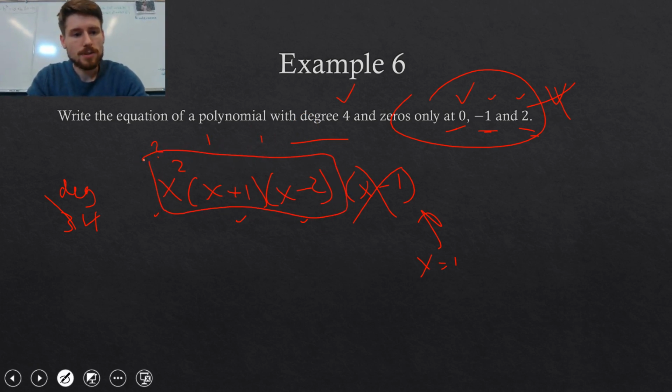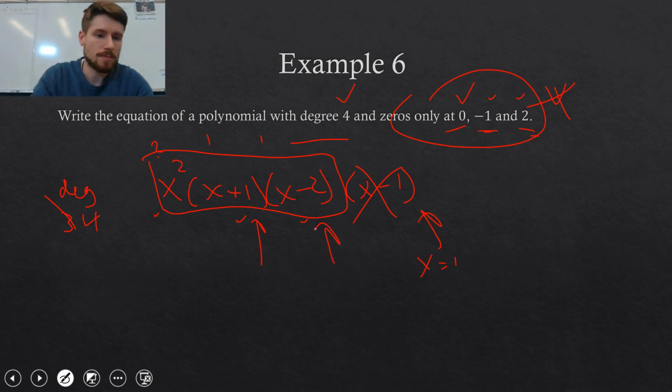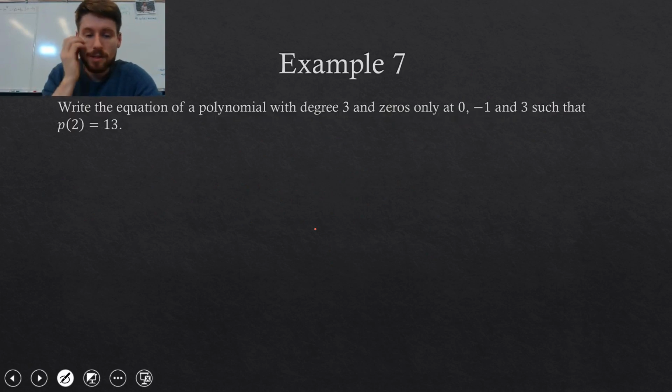Okay? And I could have squared any one of these factors. I could have put the square with the x plus 1 factor, I could have put the square with the x minus 2 factor, and so forth, and that would have satisfied it. Okay, let's do another one like that.